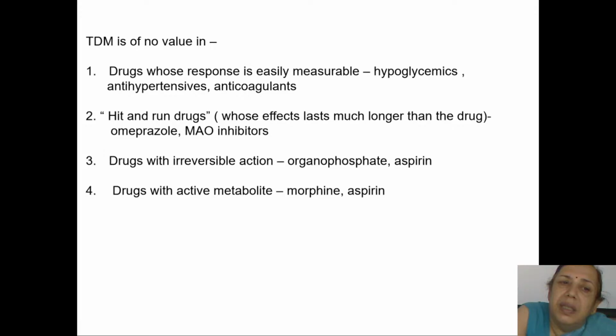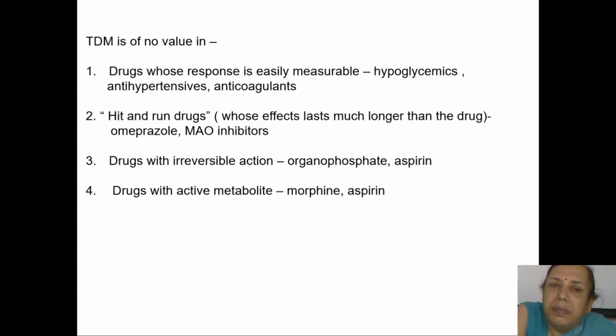What are these conditions? If a response can be easily measured, then you need not measure the plasma levels of the drug. For example, hypoglycemics. Their effect is easily indicated by plasma glucose levels. So this can be easily measured. Rather than measuring the level of the drug in the plasma, it is easier to measure blood glucose levels. Antihypertensives: it is easy to measure blood pressure and then you can say that the drug is effective as an antihypertensive agent. Anticoagulants: you measure the coagulation time rather than measuring the levels of the anticoagulant in the plasma. So if a response can be easily measured, you need not measure the plasma levels of the drug.